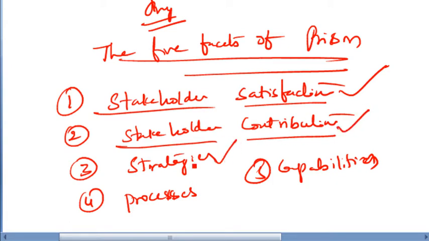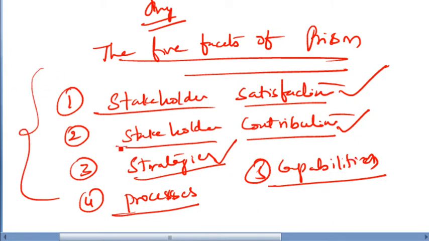And the third one is strategies. So what do you mean by strategies? What strategies do we need to put in place to satisfy the wants and the needs of our stakeholders while satisfying our own requirements, right? And coming on to the next one, it is processes. What process do we need to put in place to enable us or help us to execute our strategies? And last but not least, what do you mean by capabilities? What capabilities do we need to put in place to allow us to operate our processes? Got the point? So these are all the targets, or we can say 5 facets of Prism.